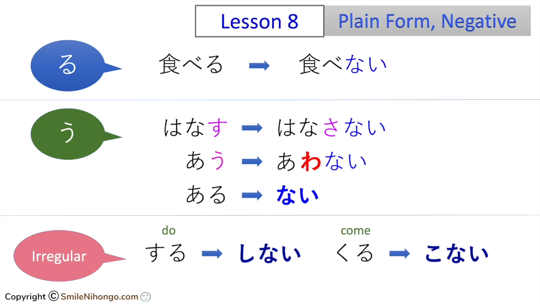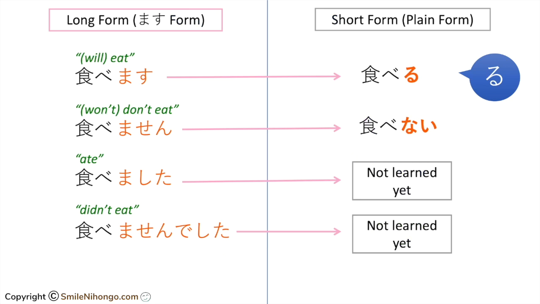The plain form is also used to create other expressions such as "I think that" or "she said" or "he said." So far, you have learned plain form in the present tense back in lesson 8, but now we are going to learn the past tense. Be sure to review what you have learned in lesson 8 about plain negative form, ない form.